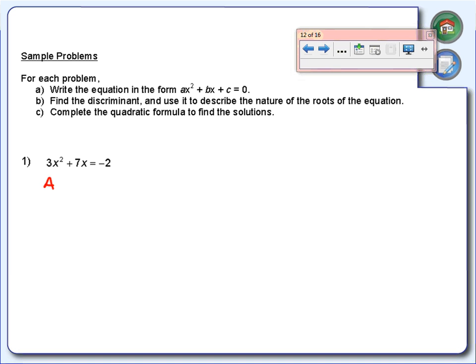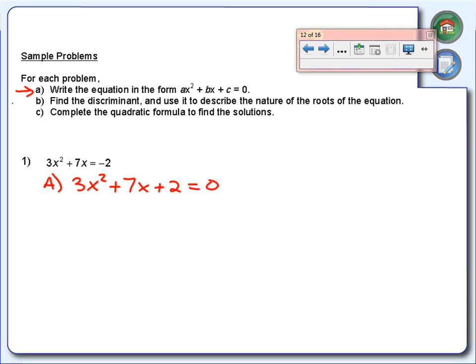Step A. 3x squared plus 7x plus 2. So notice I moved the 2 to the other side by adding. That right there is the first step, or the first thing they ask.